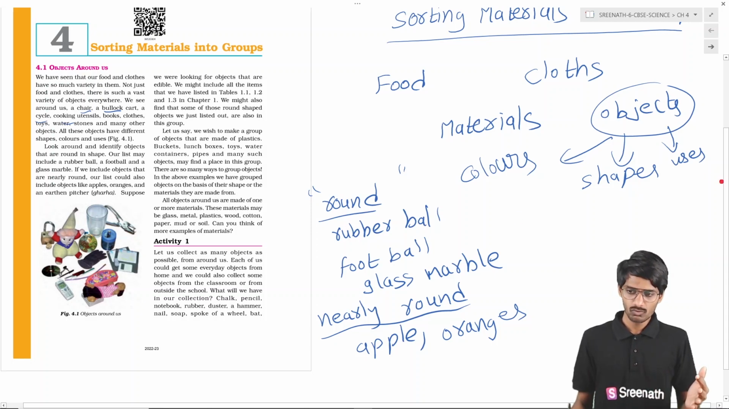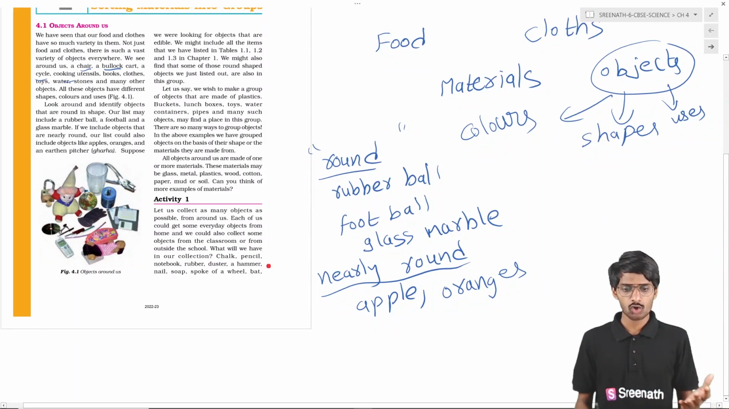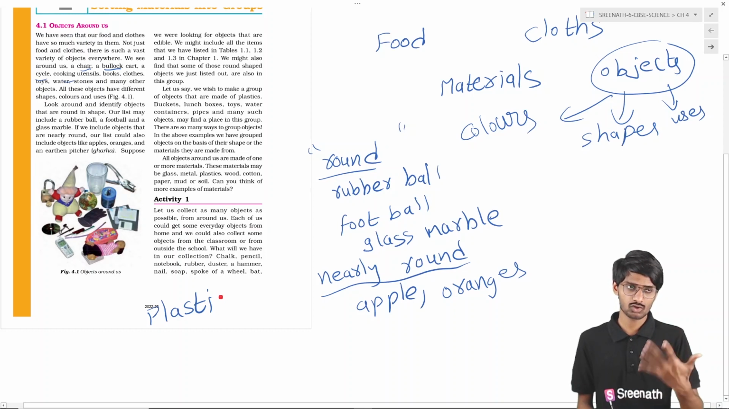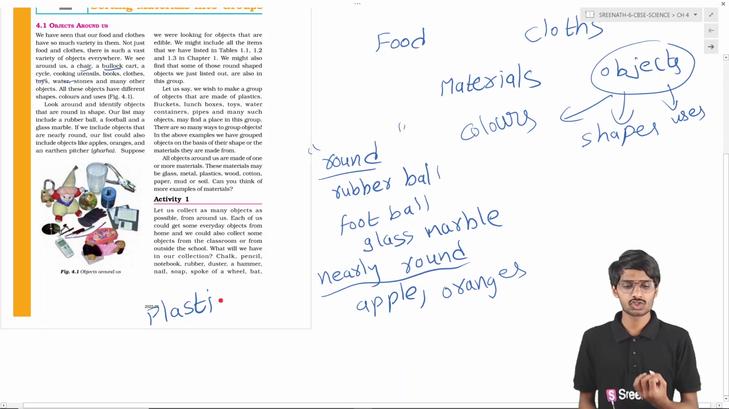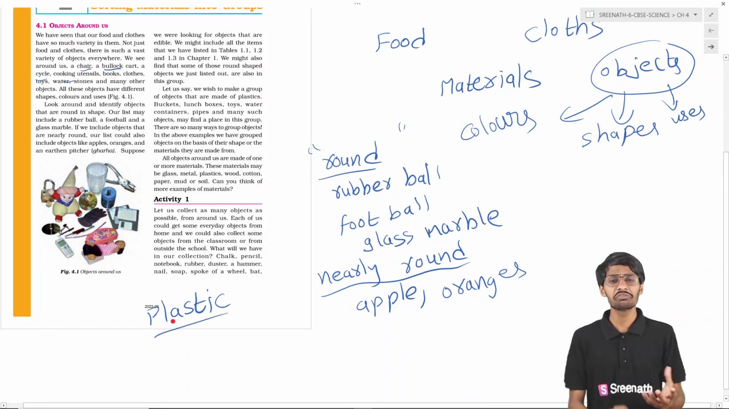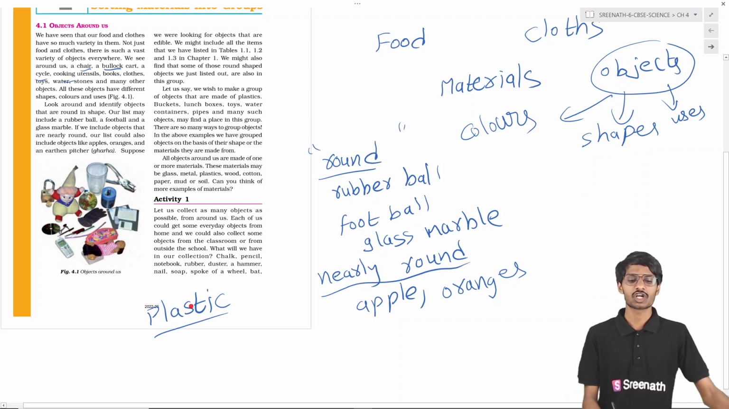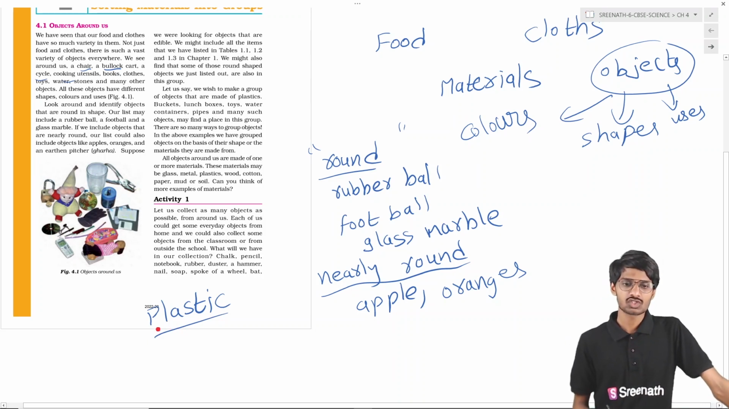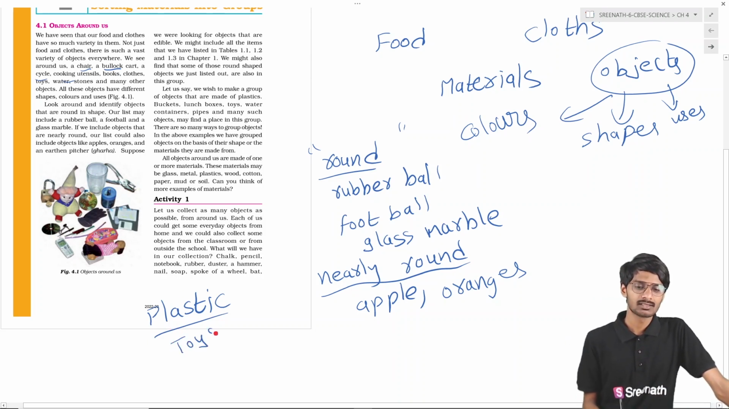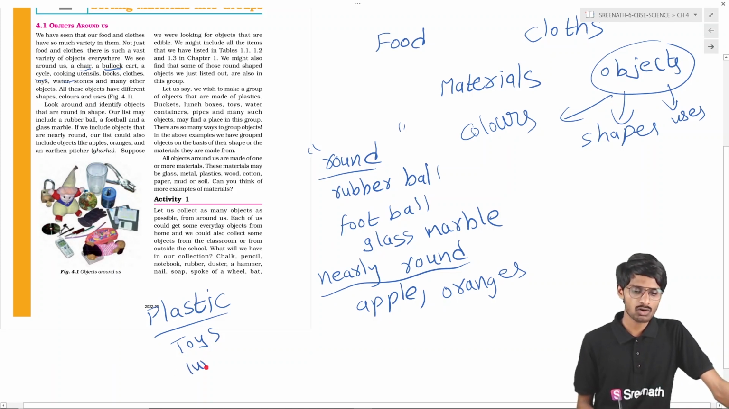We will group objects based on the material used to prepare them. Suppose we see some objects which are made from plastic. So what are the examples? Toys are plastic, and lunch boxes are plastic, and there will be plastic buckets.